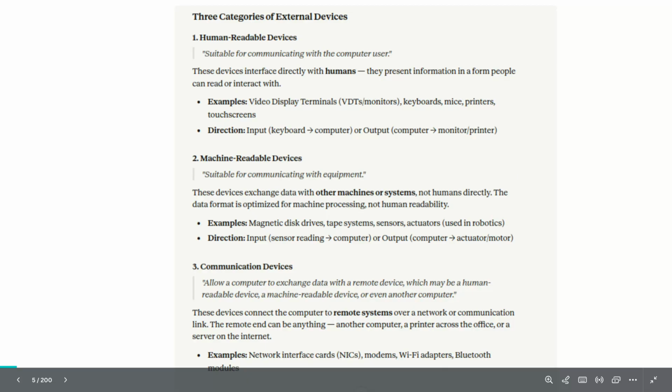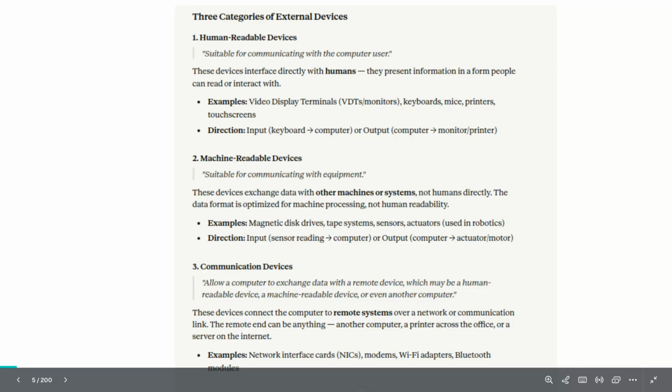The human readable devices are suitable for communicating with the computer user. These devices interface directly with humans, so they present the information in such a way that it can be understood by people, who can read and interact with these instructions. Examples are the video display terminals like monitors, keyboards, printers, touch screens. These have direct interaction with humans. So it is suitable for communication with whom? Computer users. Now let's talk about machine readable devices.